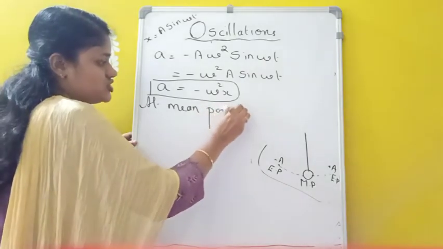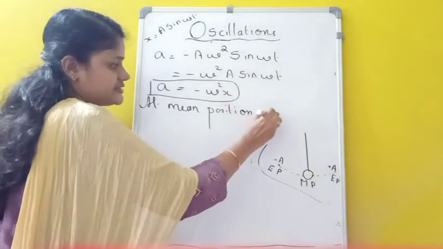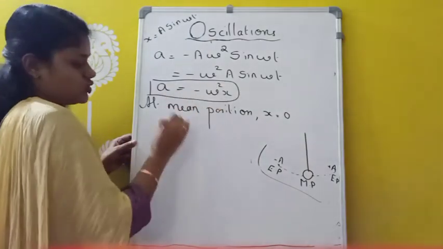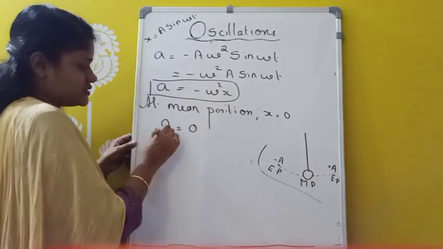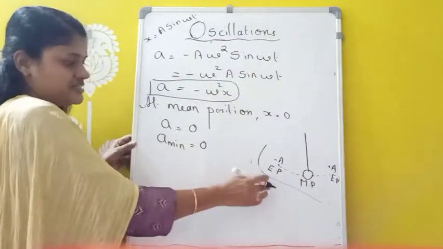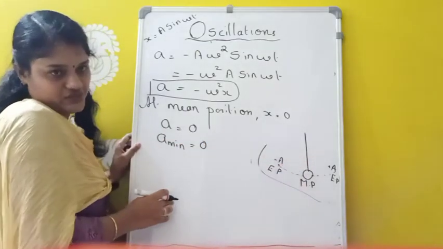So at the mean position, what is the displacement? X equals 0. That means a becomes 0. So a equals 0. So this minimum value of acceleration, 0, is at which position? At the mean position.